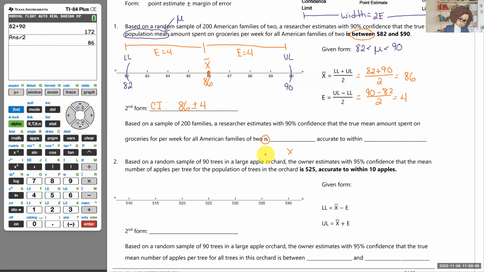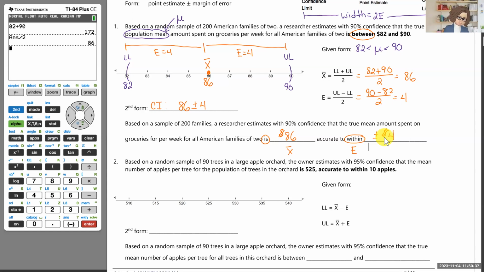So our point estimate, which was $86, accurate to within. And when we see that phrase within, we're talking about our margin of error. So accurate to within $4. And because it says within, we don't have to say plus or minus, but you're always welcome to do that just for emphasis that we're talking about our margin of error.